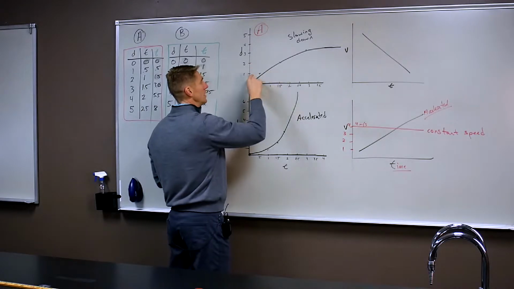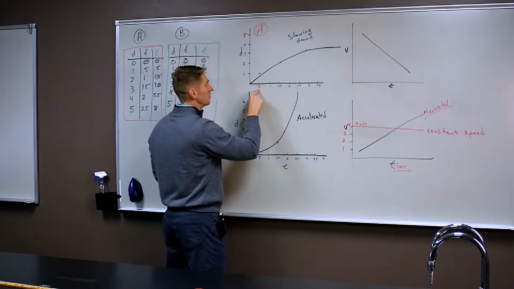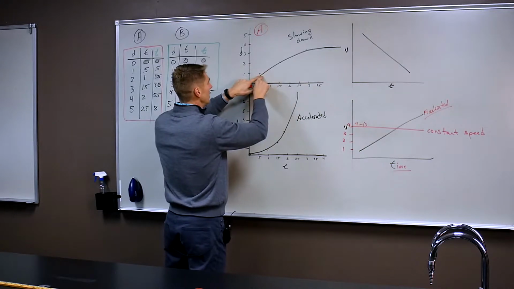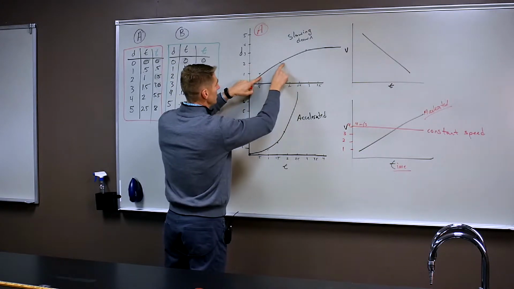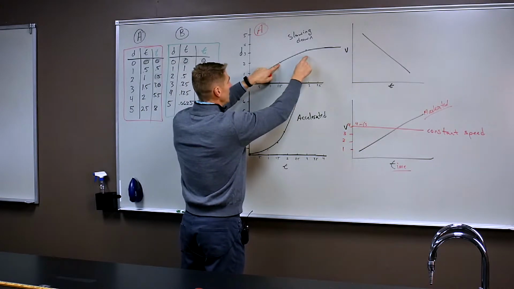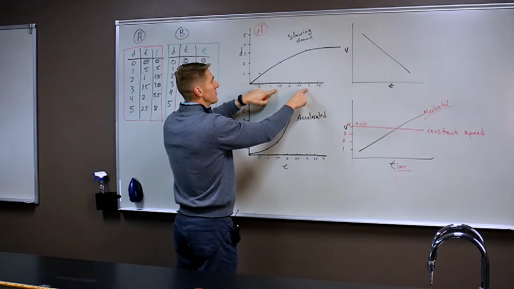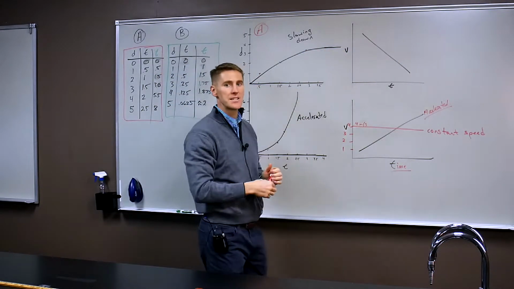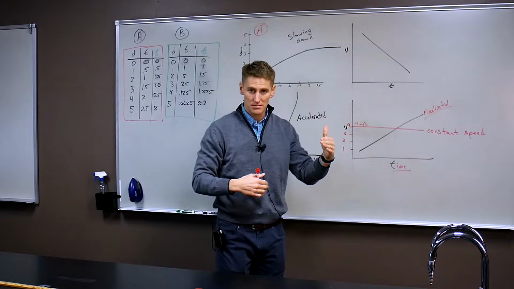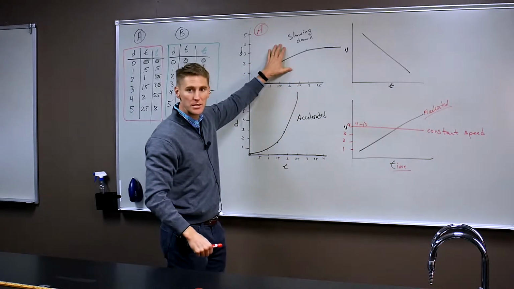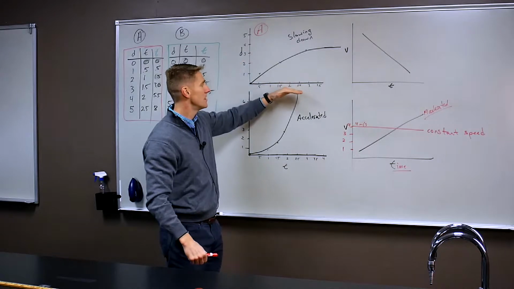Each additional meter, like this first one right here, took 0.5 seconds. But the next one, from 1 to 2, comparing this time to this one, took a whole second. And from 2 to 3, it took 1.5 seconds. So what's going on is it's slowing down. Eventually, if it flatlines, that means the object has come to a rest. Okay, so that's decelerated motion, looking at a distance time graph.